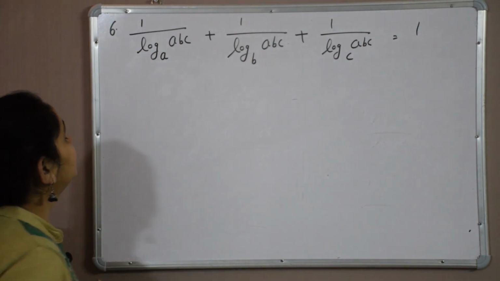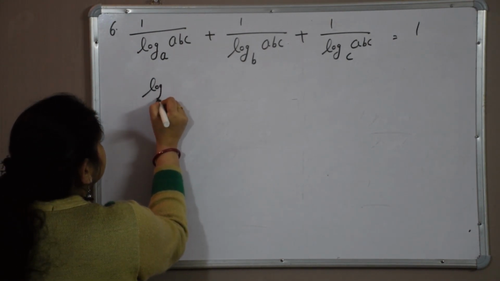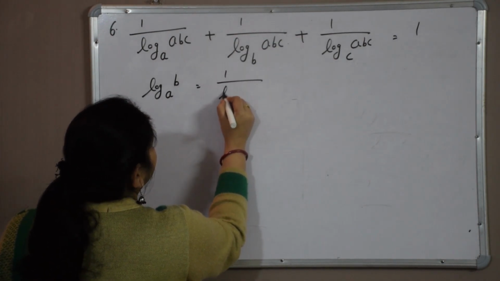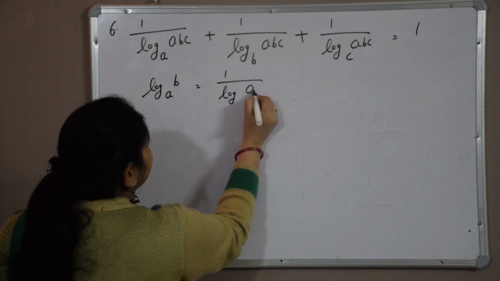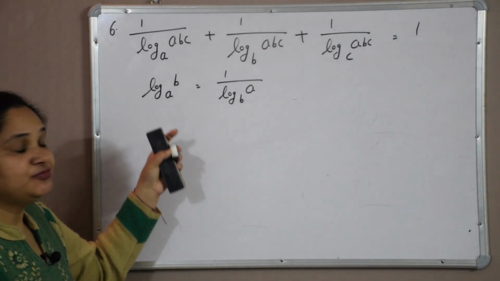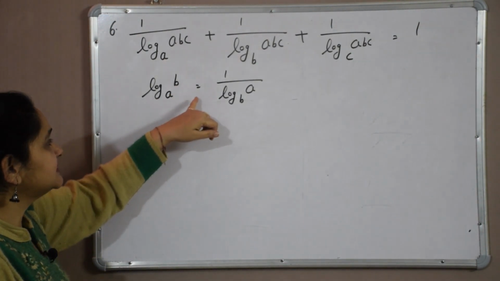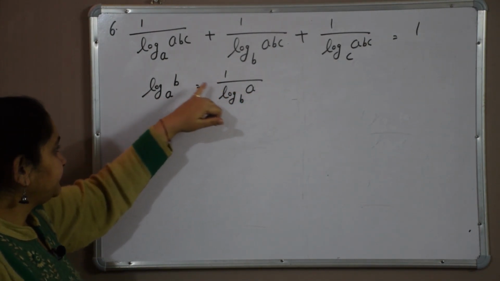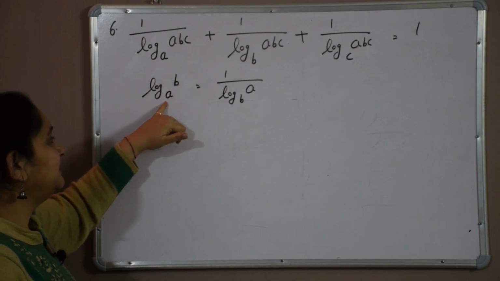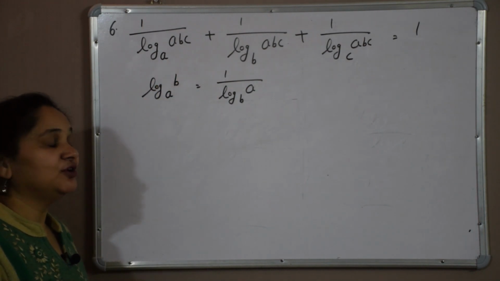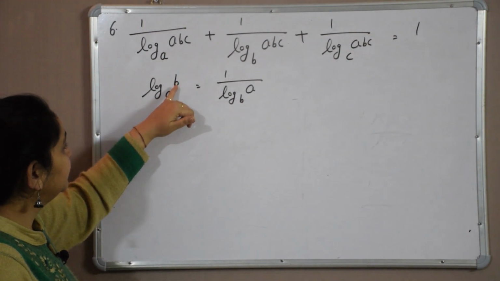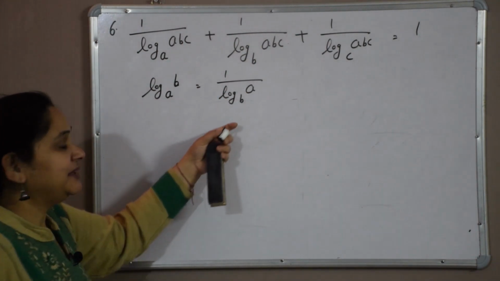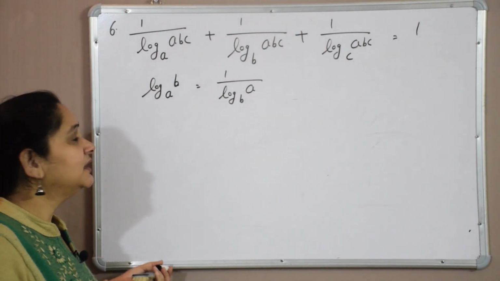So see carefully, the property which will be used in this question is log of b to the base a is equal to 1 by log of a to the base b. This is also called the change of base formula, and here this number and base are reciprocals of each other. If we take this base to the place of b and b to the place of a, they become the reciprocal of each other. So log of b to the base a equals 1 by log of a to the base b, meaning they are reciprocal to each other.